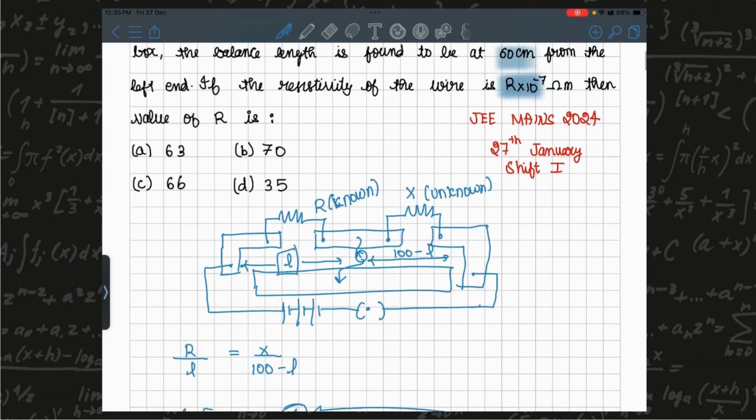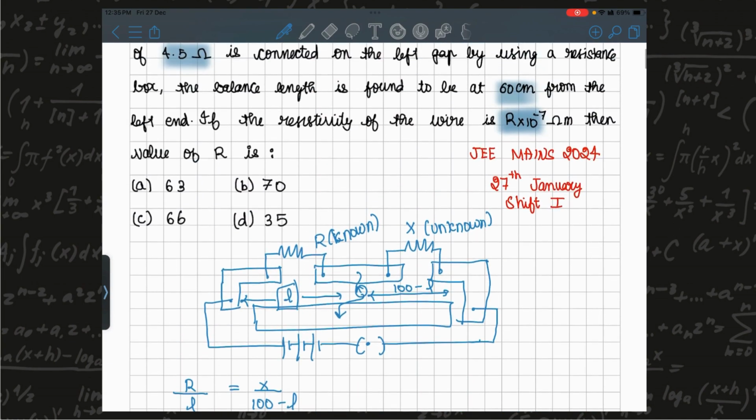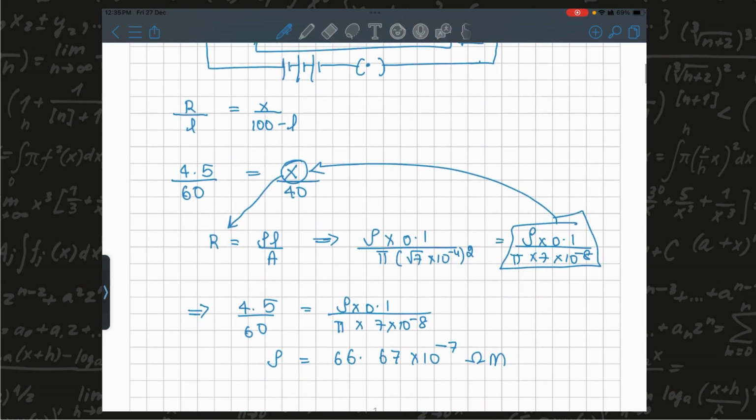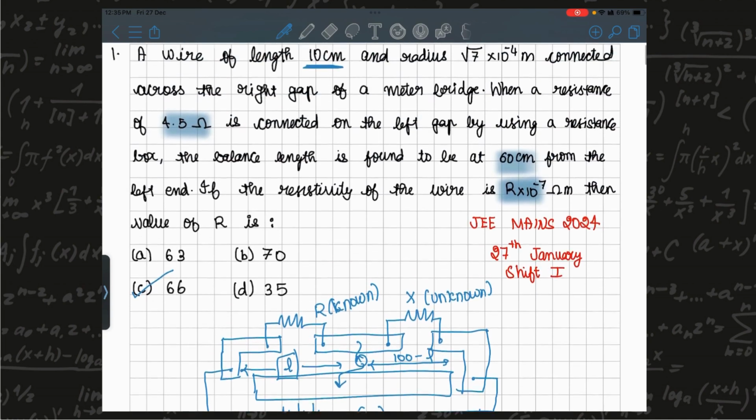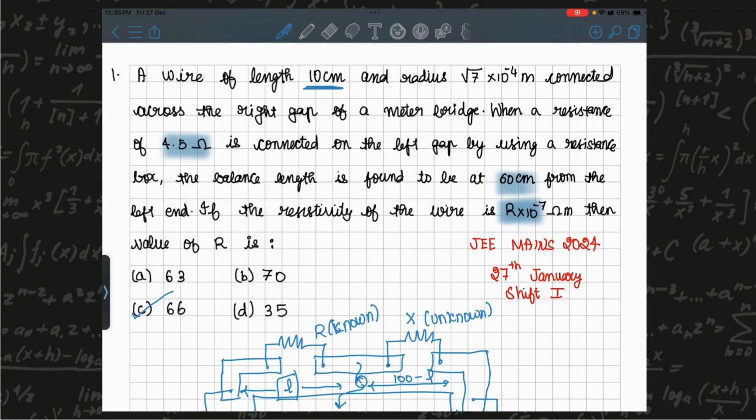And we have been given here that the resistivity of the wire is R into 10 to the power minus 7 ohm meter, that means the resistivity we have got is this one, and they have also given this here. So this is our R. So the approximate value has been given here. So the answer is option C, 66 ohms. I hope this question is clear to you now. Now let's move on to the next question.